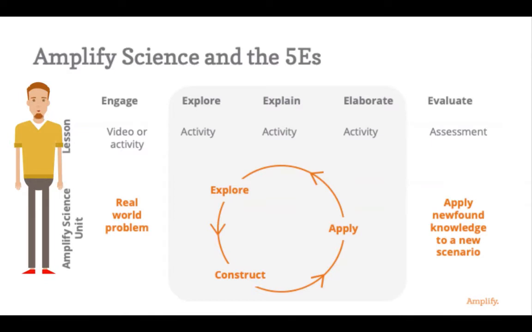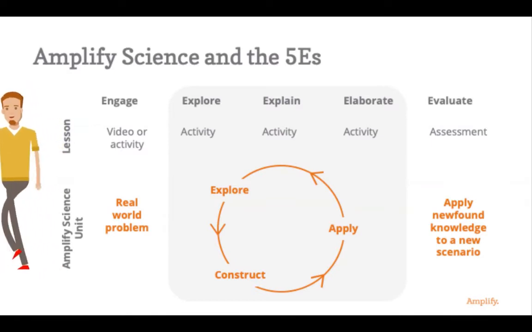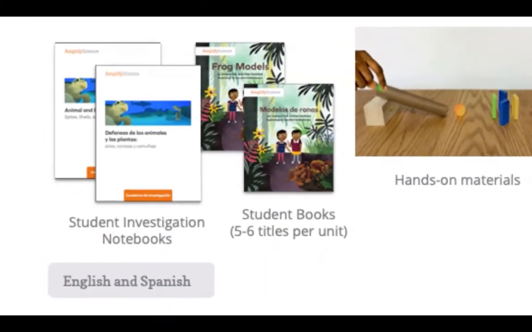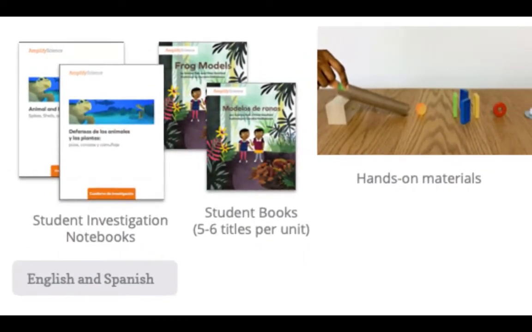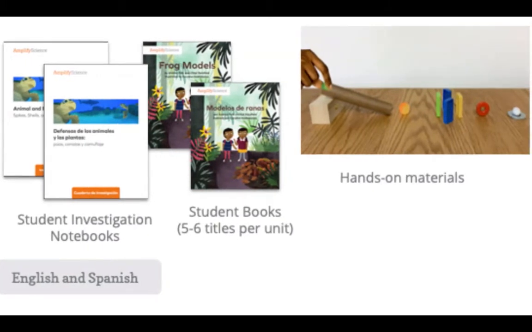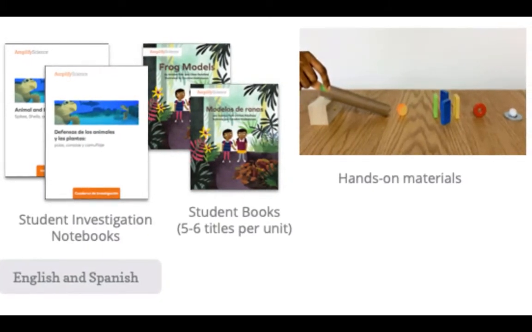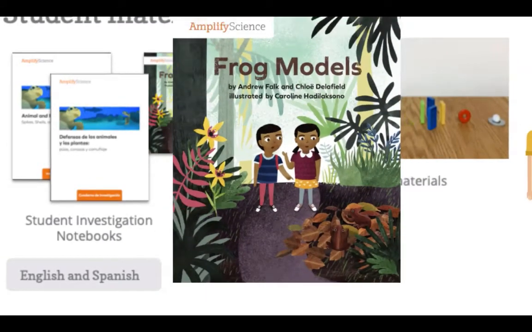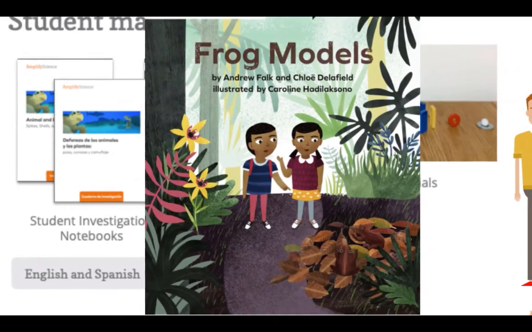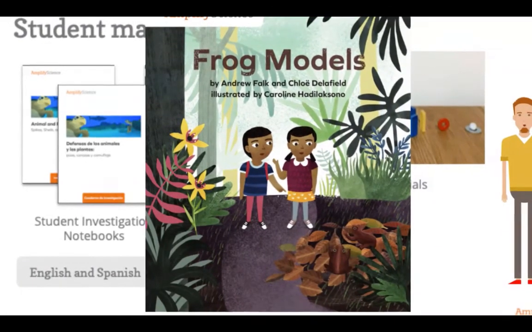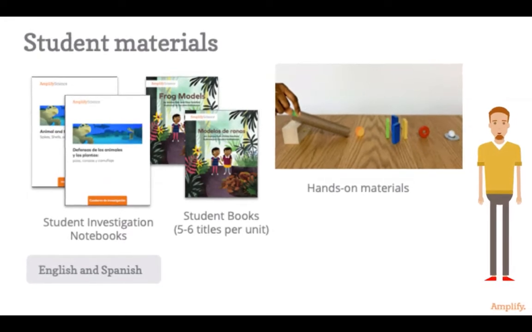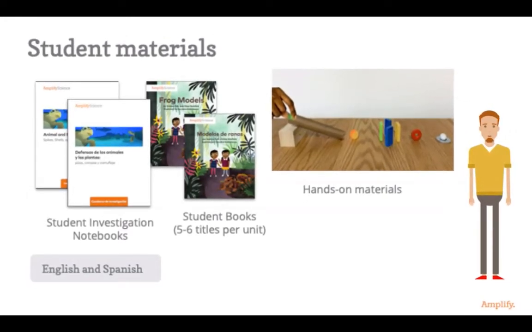Now, let's look at the student materials that make learning fun. Students will be writing and drawing in their very own investigation notebook, just like real scientists do. They will also be engaged in literacy strategies as they explore 5 to 6 unique titles with every unit. Teachers get these same titles as mega large flipbooks, so first grade teachers can read to their students on their carpets. And finally, students will love investigating with all the great hands-on materials that are included.